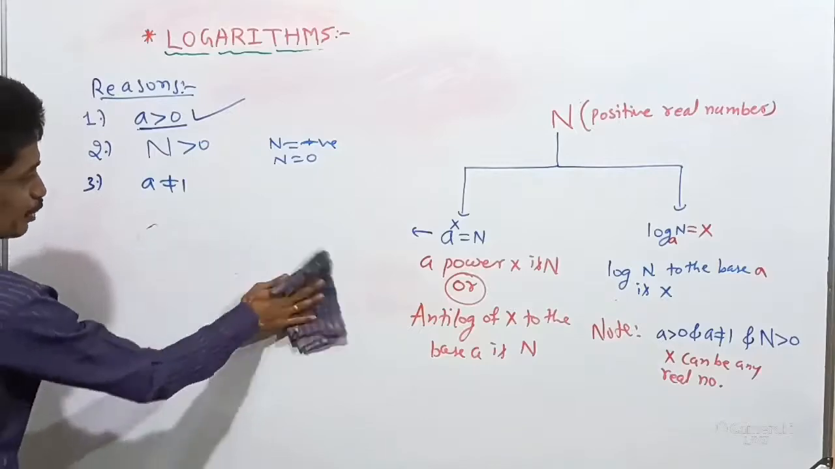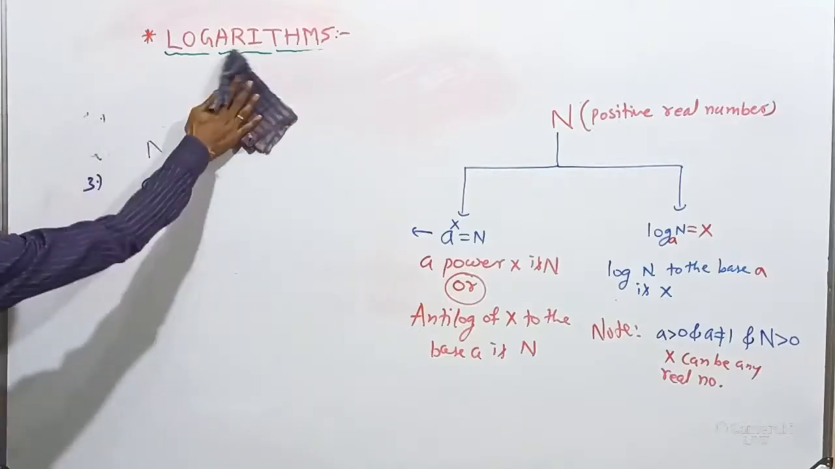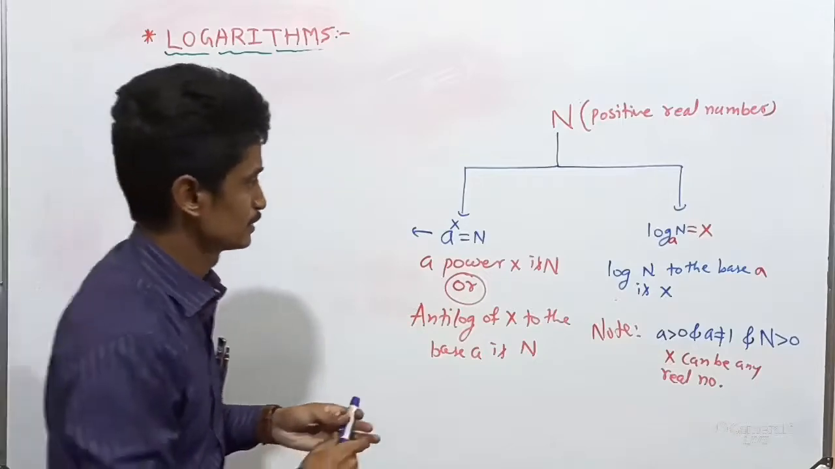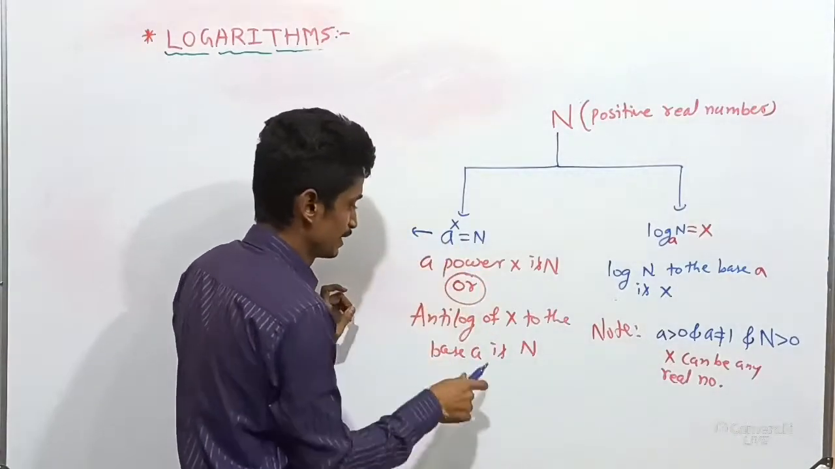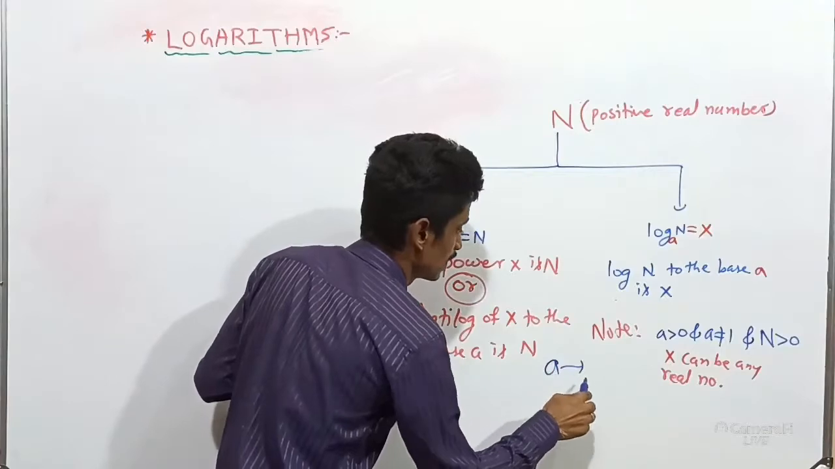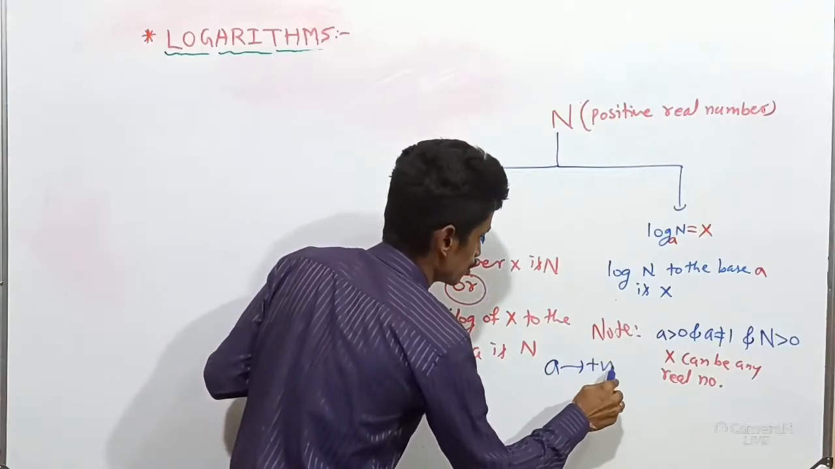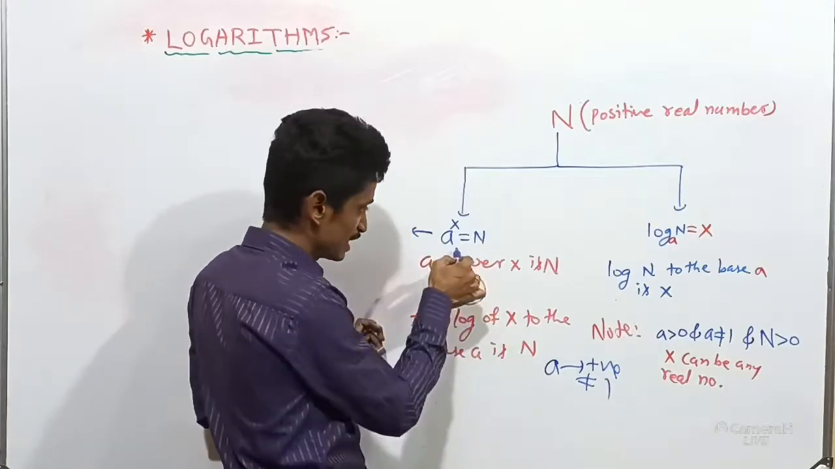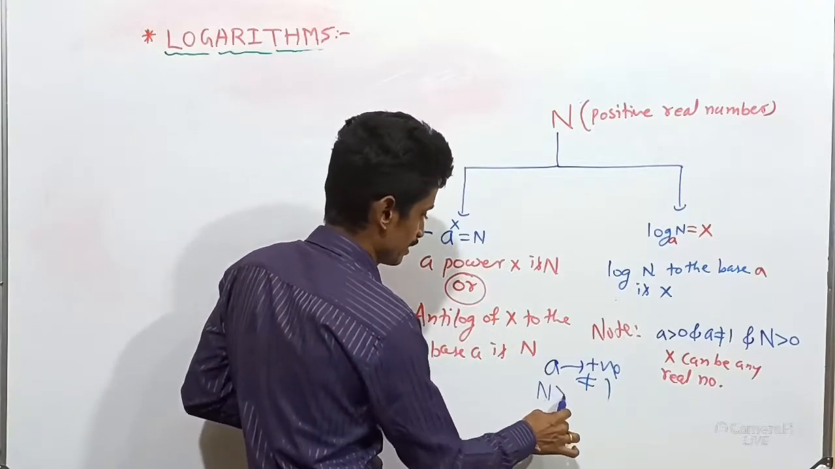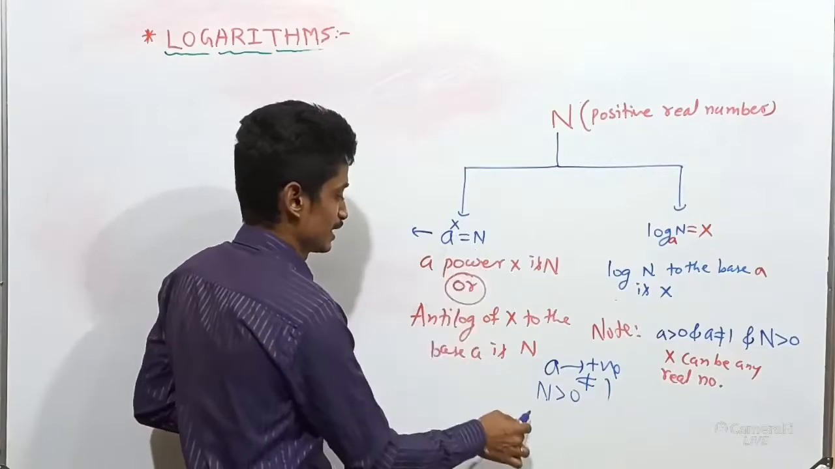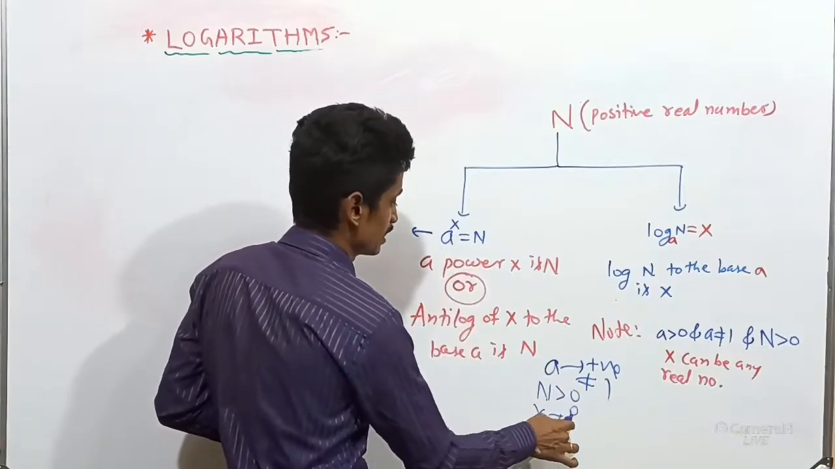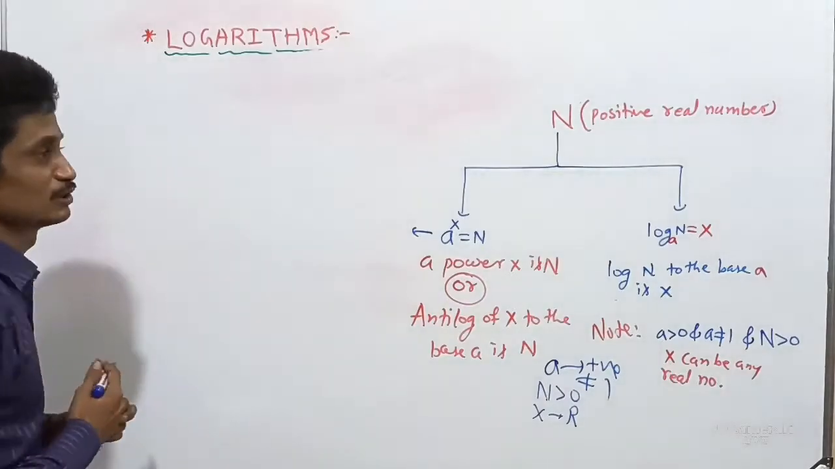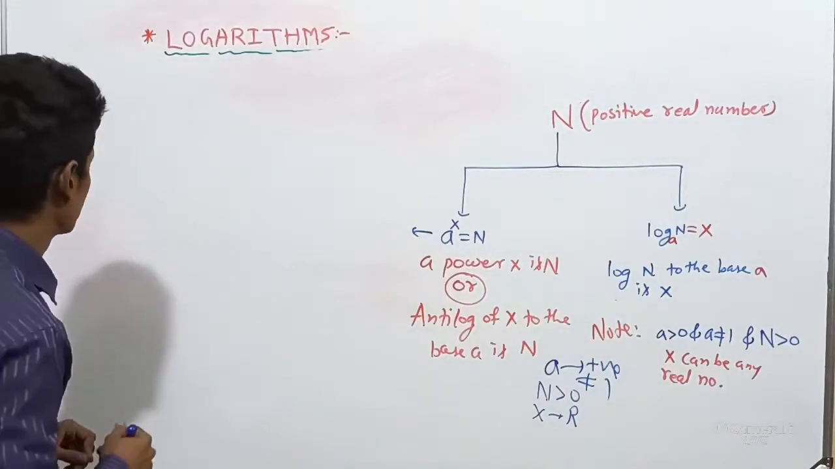Now I will go to the formal definition of logarithm. What is the actual definition of that? It's confirmed, a is always a positive quantity but not equal to 1. And if a is a positive quantity, n will be a positive quantity, and x can be any real number, either positive, negative or 0. Now I will move to the formal definition.